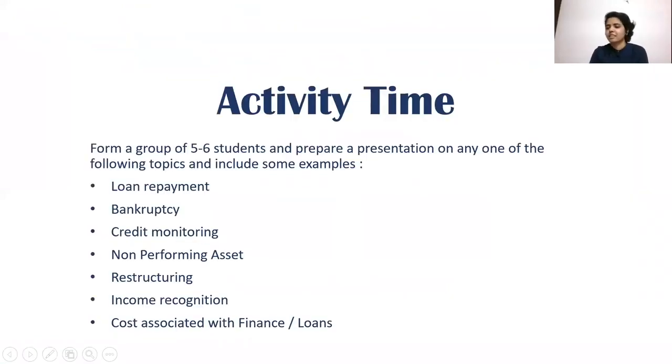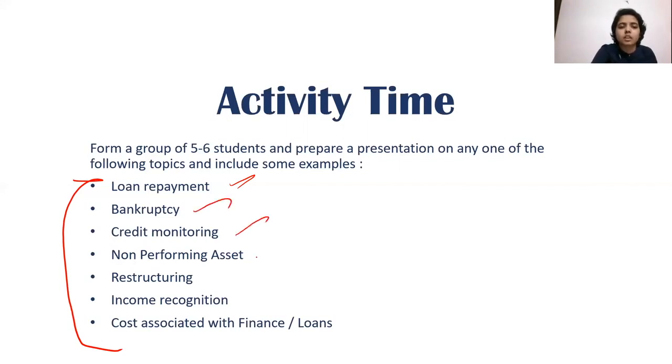Now there is an activity at the end of each and every topic. In this topic end, you have to form a group of 5 to 6 students and prepare a presentation on any of the following topics, and also give some examples regarding it, like loan repayment. In loan repayment, you can give an example about how a person gives a loan. You can talk to someone and learn about their loan repayment experience. Then bankruptcy, credit monitoring, NPAs, restructuring, income recognition, then costs associated with finance and loans.